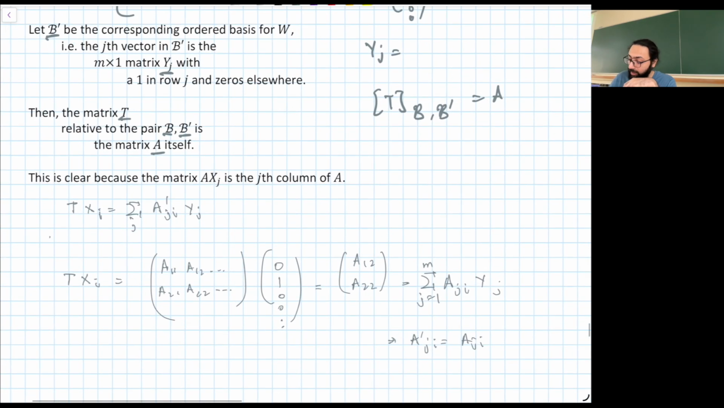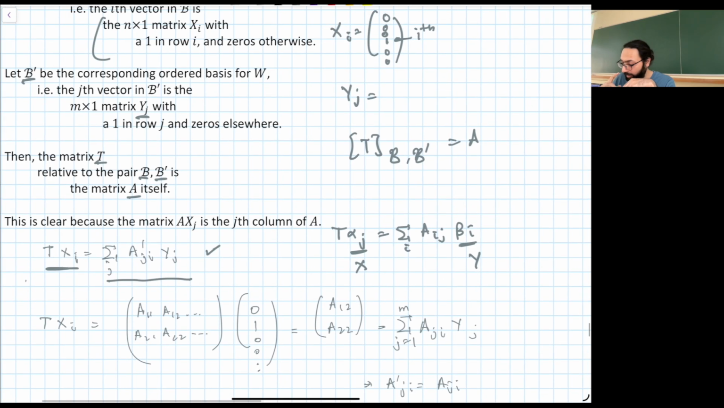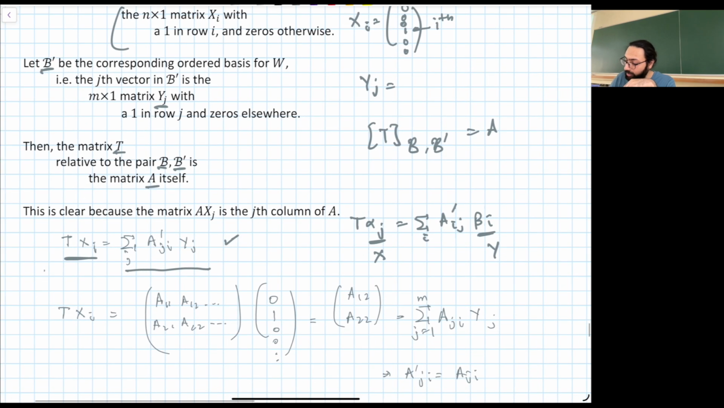How do you see this? So we know that T acting on Xi is going to be just this object. Remember we had T alpha j, this is how we had written it earlier, as the sum of A_ij beta_i. So now instead of alpha, we are writing X, and instead of beta, we're writing Y. We have not changed anything. So this is just from the definition of what it means to have the representation.